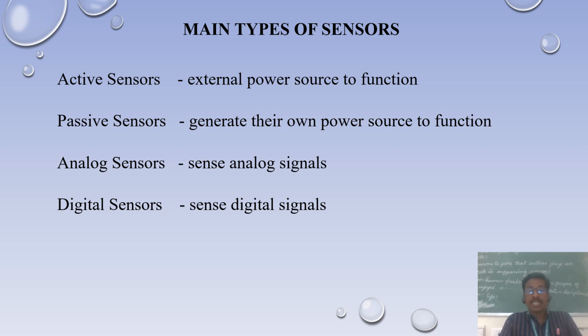Active sensors need an external power source to function. So that fetches the data from the external device and stores it in the robotic system. Passive sensors generally generate their own power to function. So that will have the input devices, sensors, and other storage and power supplies in the robotic unit itself. So generally we can call it a passive sensor. So these are the main types of sensors.